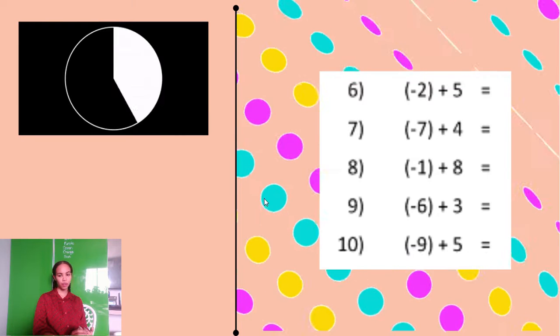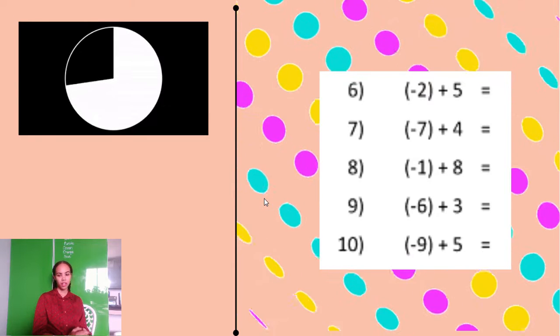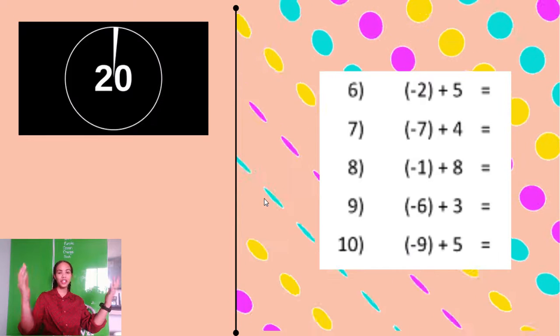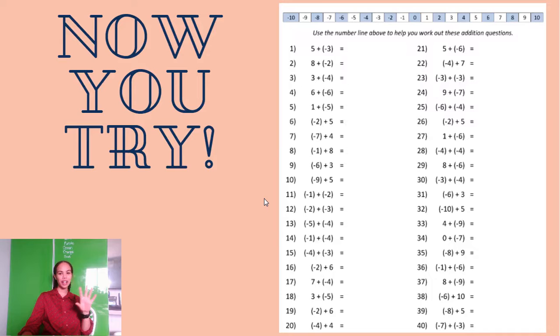Use your number line if you want to, or just use your brain. If you have a good noodle, use it. And 10. Oh, 3, 2, 1. That's it. Sorry. There we go. Okay, so I'm gonna stop right over there very quickly.